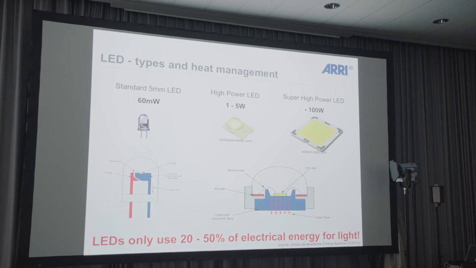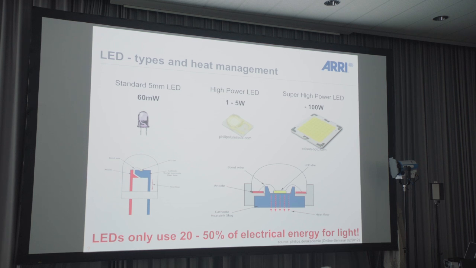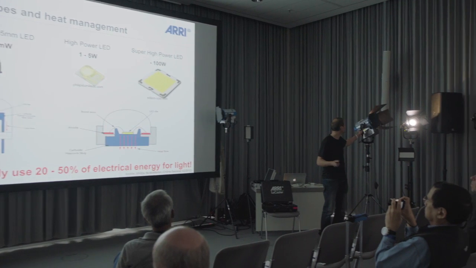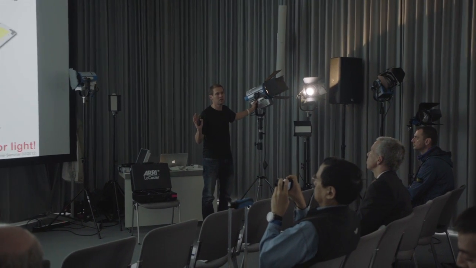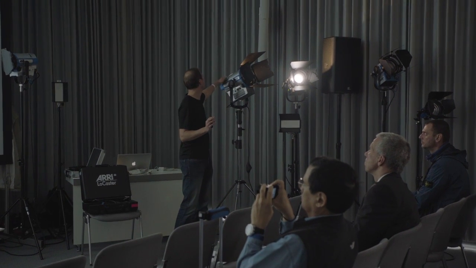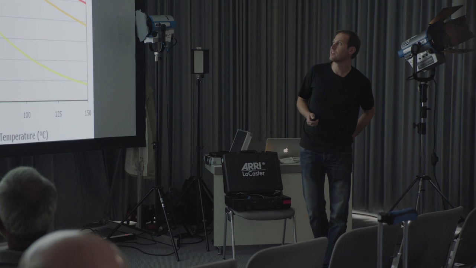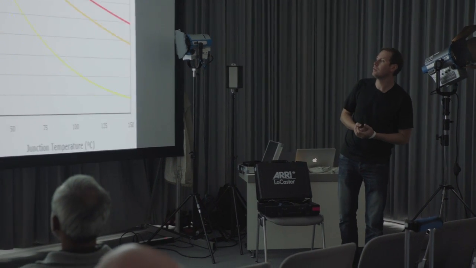Maximum 50% of the electricity an LED gets is transferred to light. So on the other side, it means 50% of the energy is just heat. Yeah, so it's lost energy. And if we know that, for example, this unit consumes around about 170 watts, so we have 85 watts of heat, which we have to take care of.